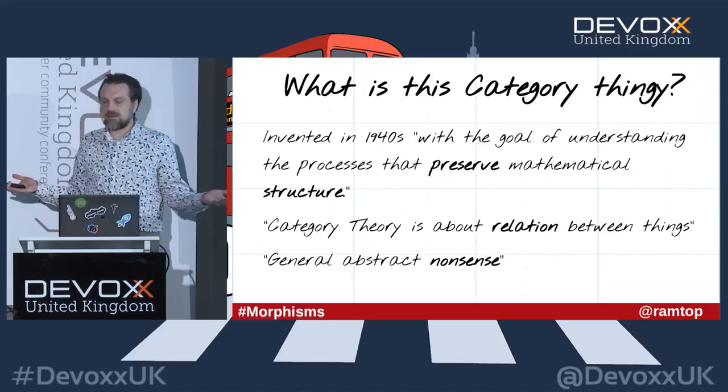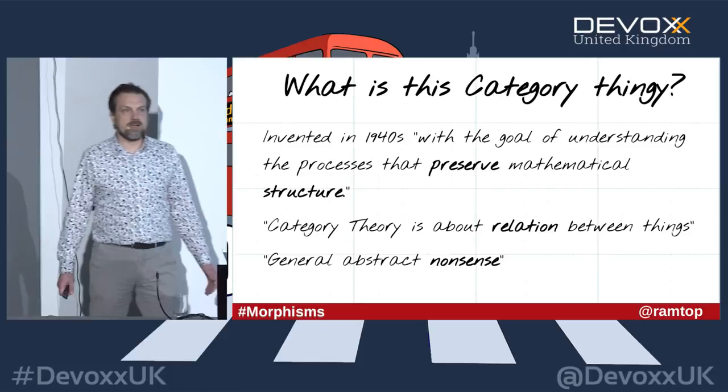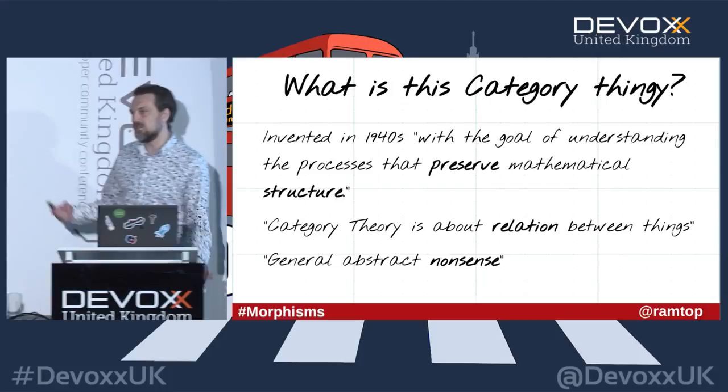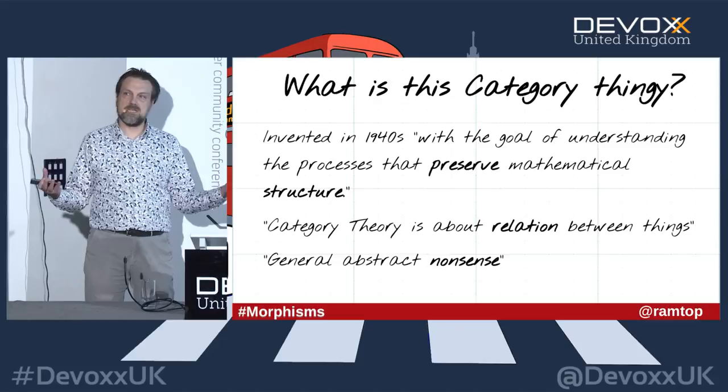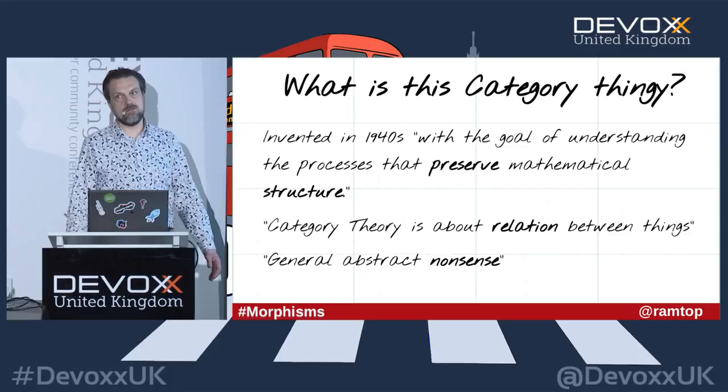Okay, so this is about category theory. What is this category theory? I think there are some definitions. It's general abstract nonsense, which more or less summarizes everything. Which is a good thing because it's something that is abstract, is general, and has no meaning in itself. It's something that we use as a tool to get the meaning out of other stuff.